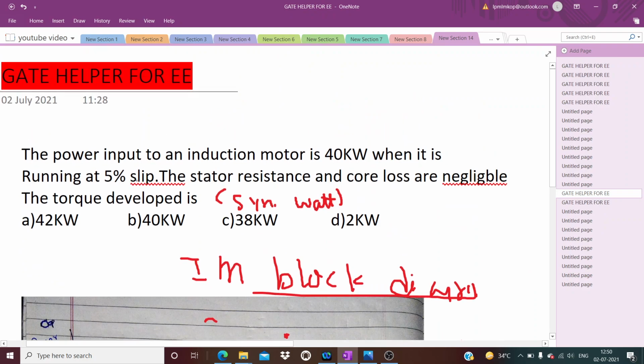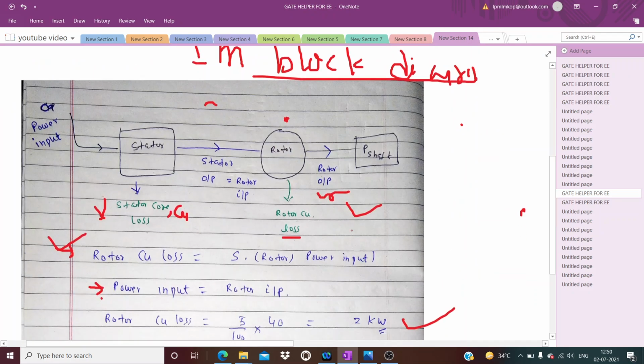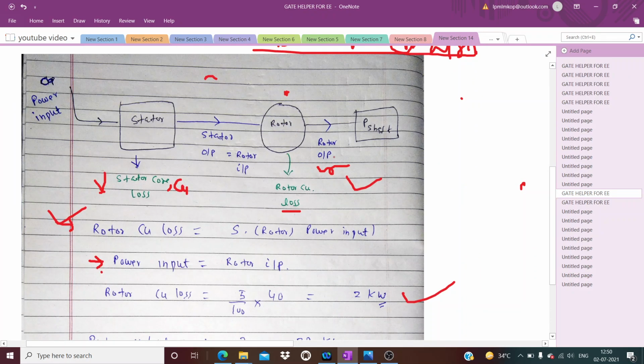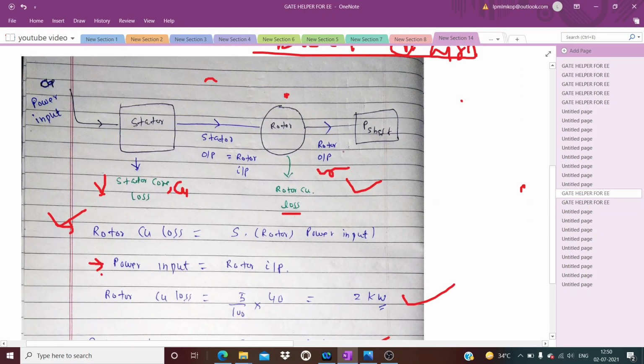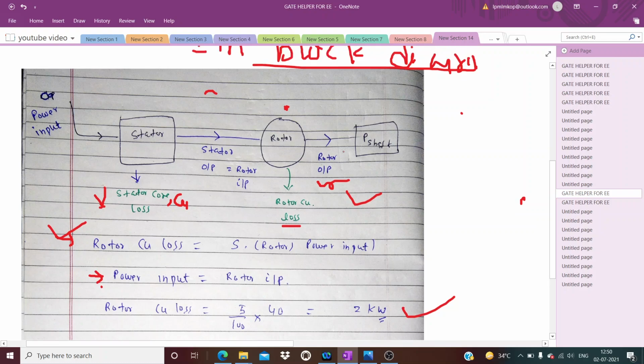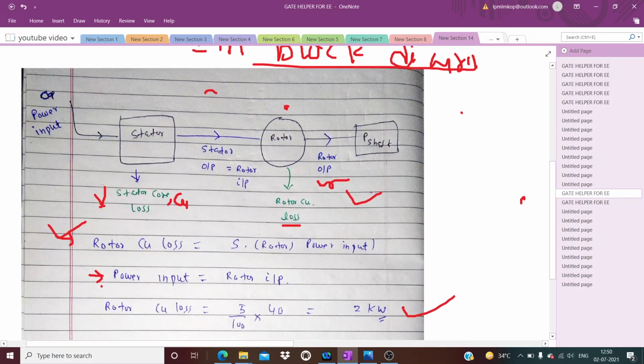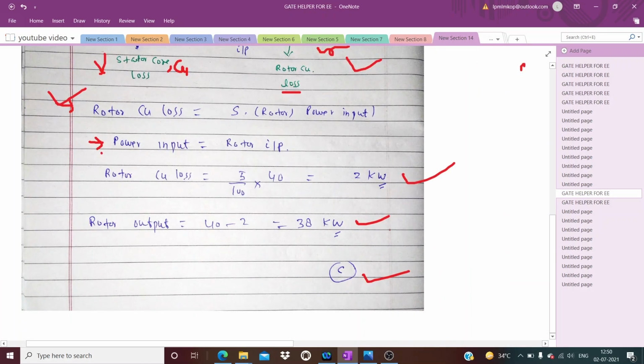Now, for calculating torque developed, you need to know the power at the rotor output. For that, input power minus rotor copper loss equals 38 kilowatts. So this is the rotor output. Okay, so C is the right answer for this question. I hope it is very clear how C is coming.